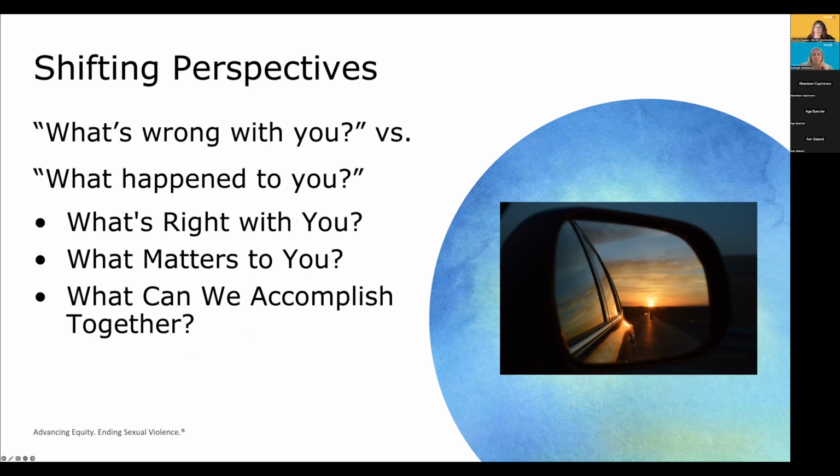Okay, shifting perspectives. So in situations that might inspire the question, what's wrong with you? We want to work on shifting our responses as individuals, departments, and systems to what happened to you, right? So things like what's going on, what's right? What matters to you? What can we accomplish together? Kind of shifting those perspectives from what's wrong with you, because that has more of a victim blaming mentality than what happened to you. So we just want to keep that in mind of shifting that perspective.